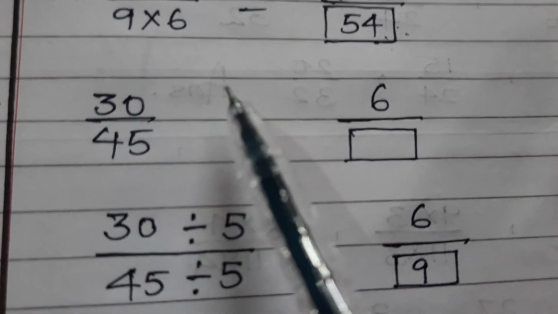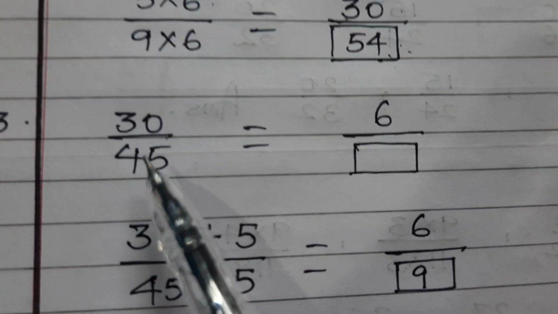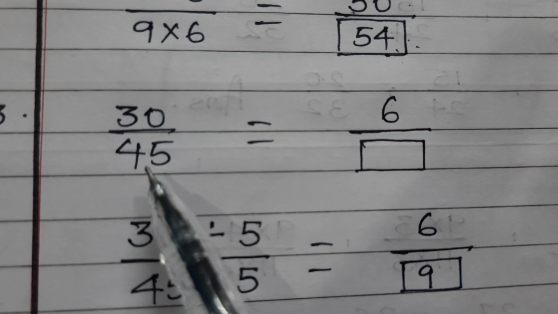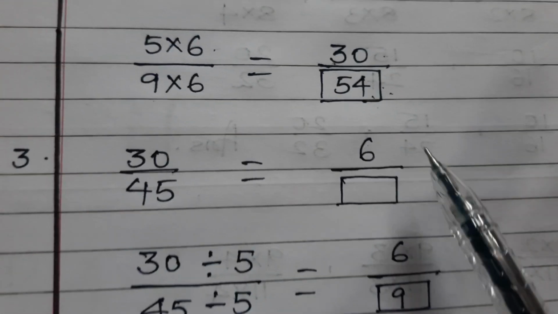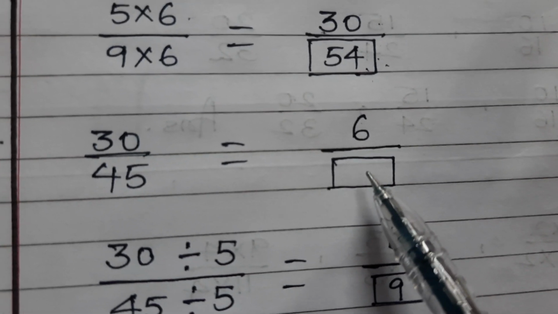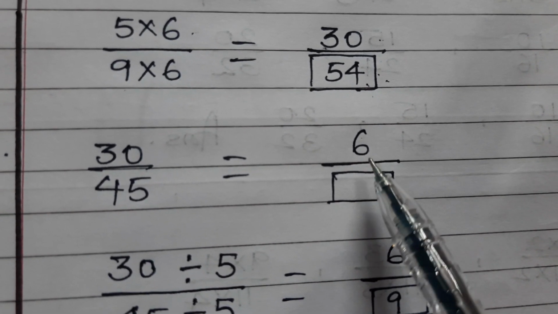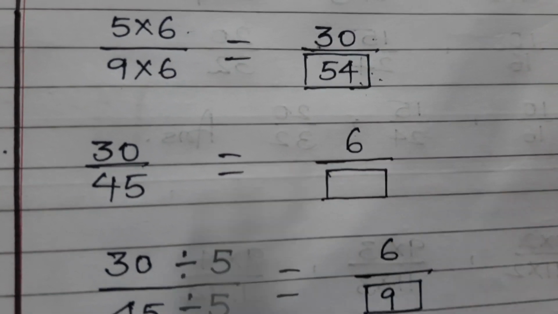Sometimes in a fraction, the greater fraction, meaning the greater numerator and denominator, is given here and the lesser is given at the opposite side, and you have to find the lesser one. How do you find it? This time you don't have to go for multiplication. This time you have to go for division.